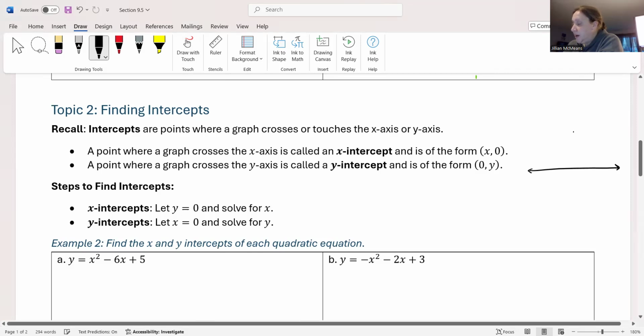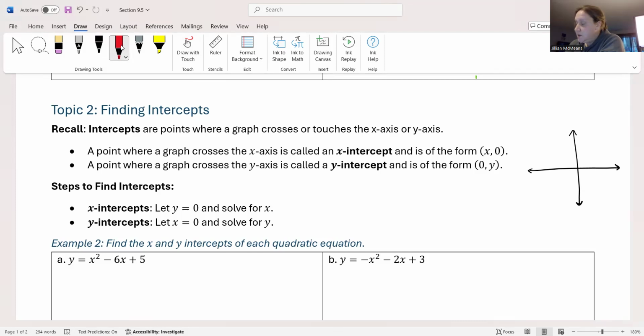We have a Cartesian plane. We're going to use a line here just for the sake of ease. We have some line, and this line has two intercepts. It has an x-intercept here and a y-intercept here. Those are points where the graph crosses the x or y axis. So that's easy enough to understand.